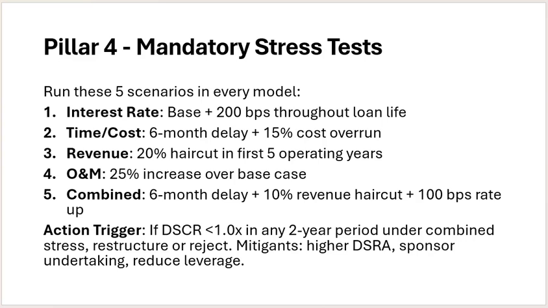For operation and maintenance, suppose there is a 25% increase over the base case. Then we combine the 6 months delay, the cost overrun, the revenue haircut and a 100 basis point rate increase. We combine all these things and do the stress testing, scenario analysis and sensitivity analysis. The action trigger is: if the debt service coverage ratio falls below the minimum in any 2-year period under the combined case, the structure needs action, such as a higher debt service reserve account, a sponsor undertaking, or reduced leverage. That is what we need to keep in mind.